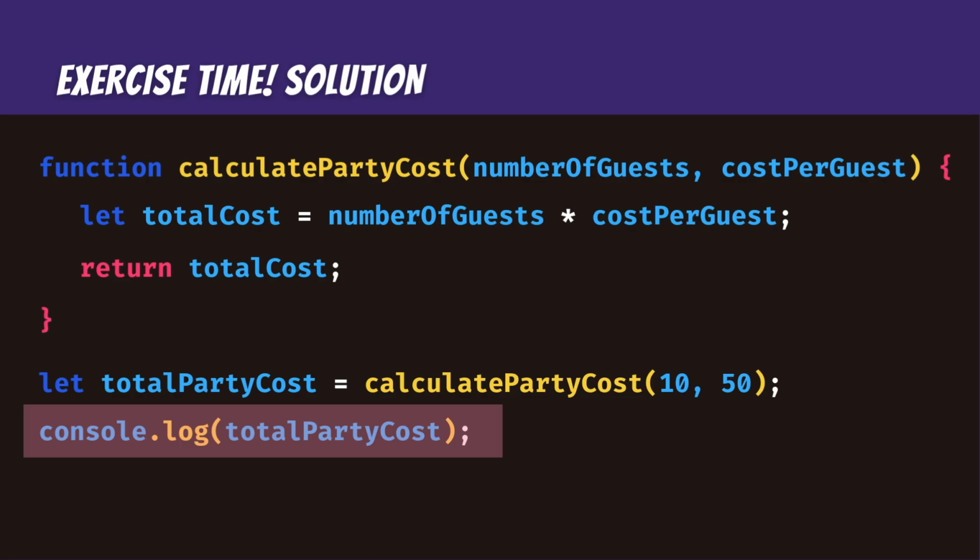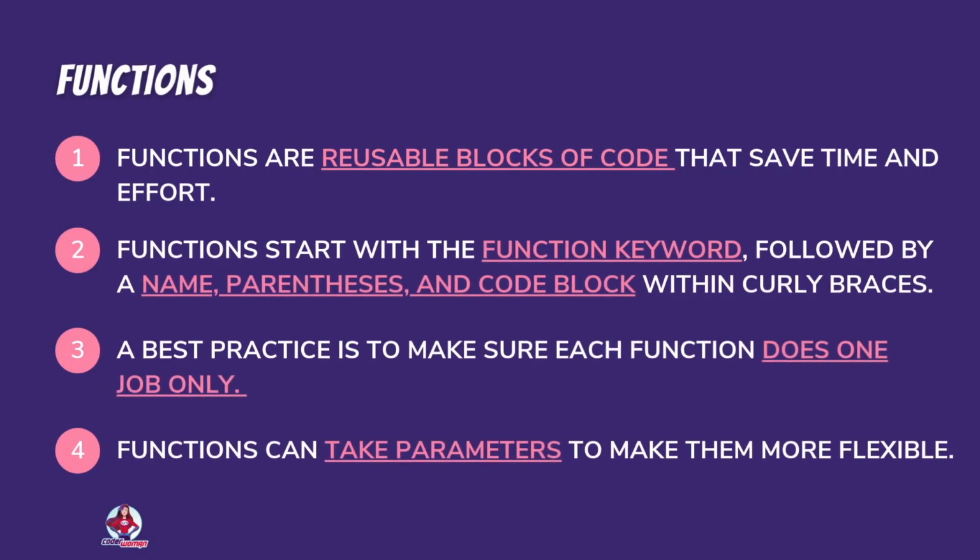Okay, we covered some essential concepts about functions. Here are the key takeaways to remember. Functions are reusable blocks of code that save time and effort. They help you avoid rewriting the same code over and over. Functions start with the function keyword, followed by a name, parentheses, and code block within curly braces. A best practice is to make sure each function does one job only. This makes functions easier to understand, test, and reuse.